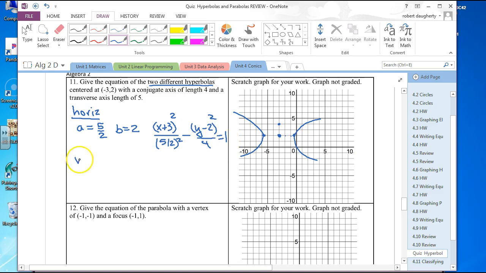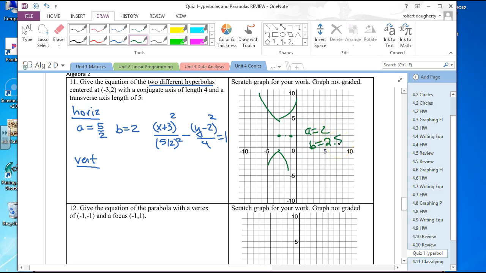Now the next case will be, can I construct a vertical hyperbola that meets these same criteria? So how can I do that vertically? Same center at -3, 2. If it were vertical, then up and down would be my transverse. Transverse of length 5, 2.5 up and 2.5 down. That's this hyperbola you see going on right here. So that's telling me that A is equal to 2 and B is equal to 2.5.